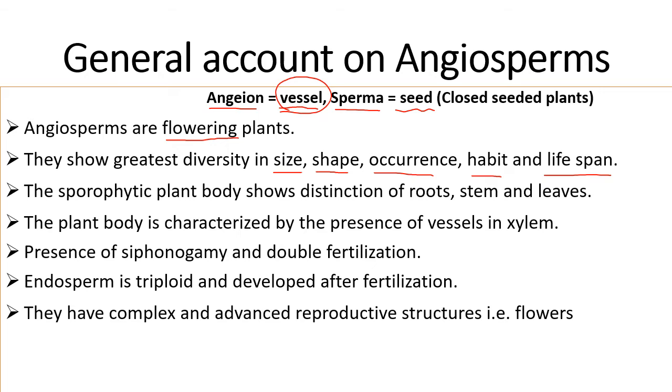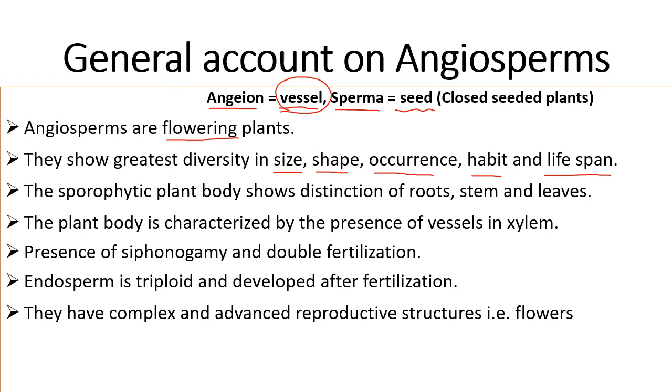Their occurrence is varied: they are hydrophytes, xerophytes, halophytes, lithophytes, they grow on other plants as parasites, and if they just take support of another plant, that is called an epiphyte. Their habit is different, they may be herbs, shrubs, trees, climbers, and their lifespan also differs from species to species, from ephemeral to perennial.